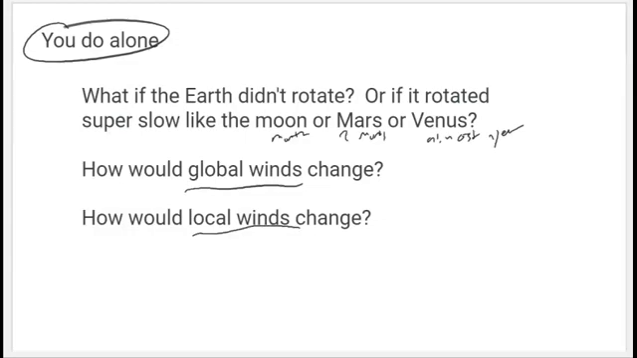Both of those, I think, would change substantially if the Earth didn't rotate or if it rotated slow. So I want you to jot your thoughts on that question down. This is an advanced you do alone, really an elaborating thing. After you've got that done, you're done with this part of the lesson and you're ready to move ahead on eClass. Hope you learned something today, and on to the next thing.